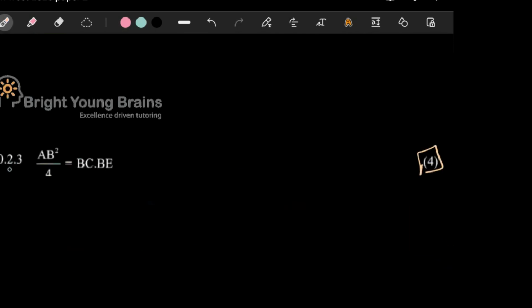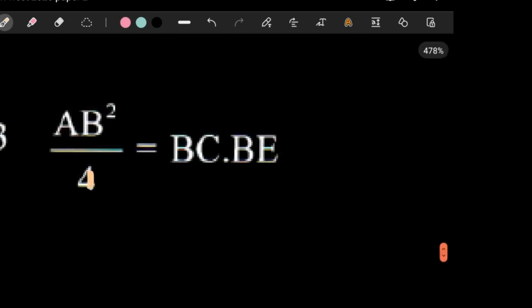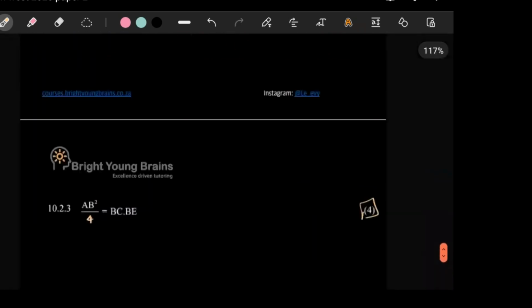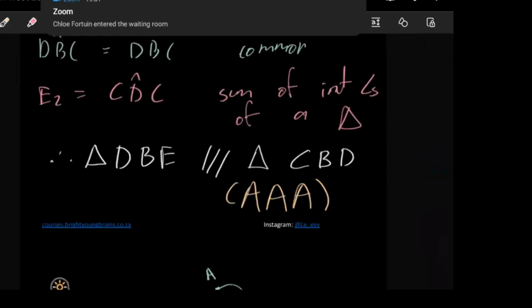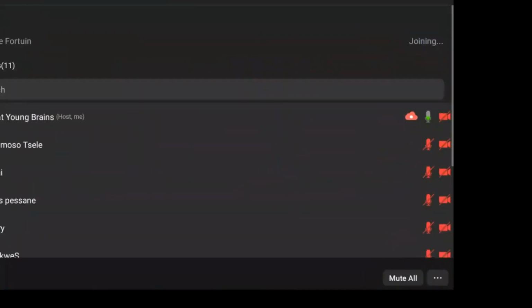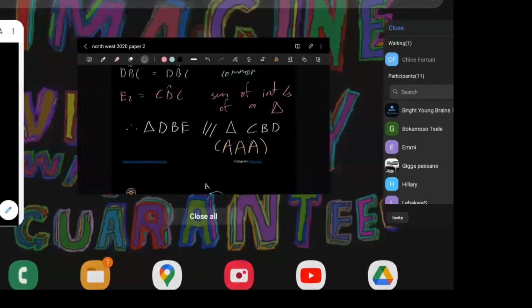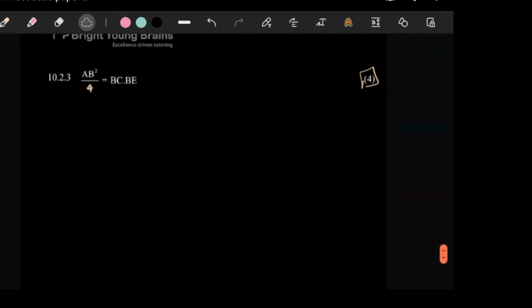So 10.2.3 says we should prove that AB squared over 4 is equal to this. Okay, so obviously this is some ratio stuff. So usually in terms of a train of thought, based on what I mentioned in the previous question, anytime we look at questions, the first thing we think of is, have we seen something similar? And we have all seen questions similar to this.